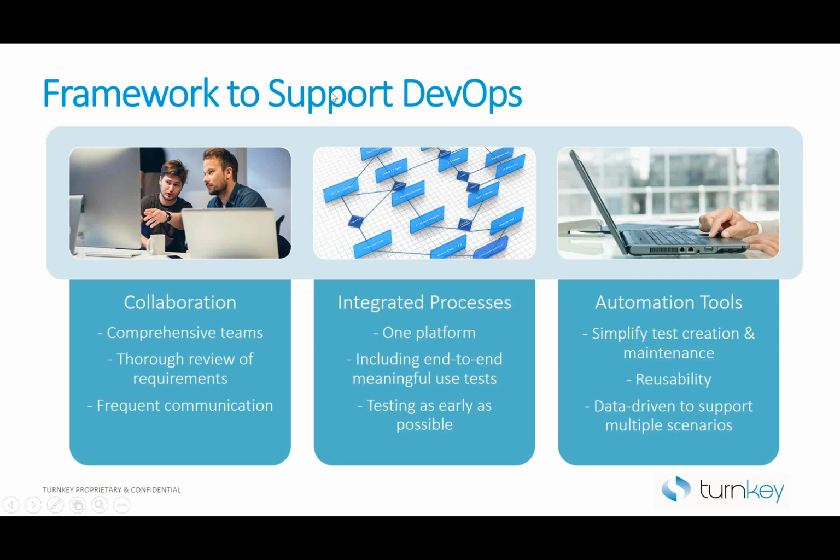So in terms of having a framework, it's not a software framework, but really a process framework to support DevOps with integrated QA. You're looking at three major pillars, if you will. Collaboration is absolutely critical. As we just said, if you're going to integrate those processes and those various unique skills and expertise, it really requires a comprehensive team that supports all of those capabilities. There has to be a thorough review of requirements and obviously not just frequent, but really ongoing communication. So collaboration is key to make this work.